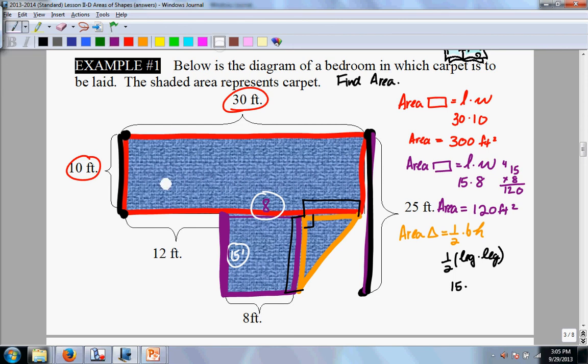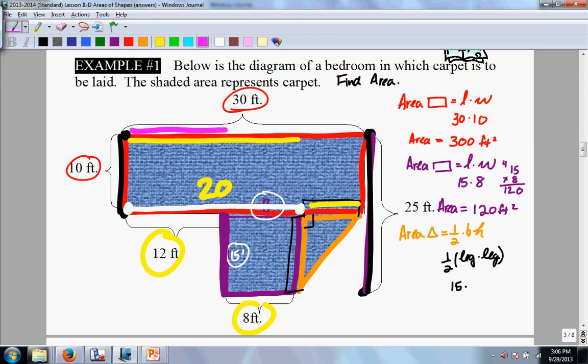From this point to this point is going to be 12 plus 8, which is 20. So to find this, we simply go 20 minus the 30, and we get this portion right there, which of course is 10. So that's our other leg. So the area, and then that's over 2. So 15 times 10 is 150 over 2. And so the area of our triangle is going to be 75 feet squared.